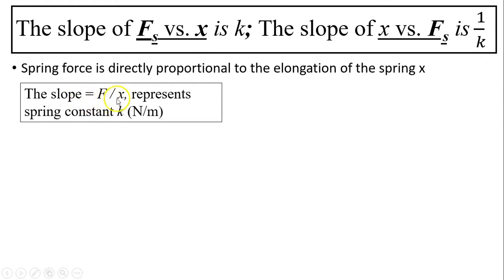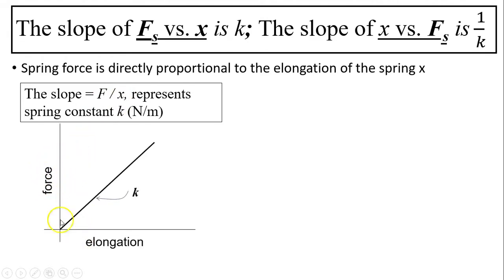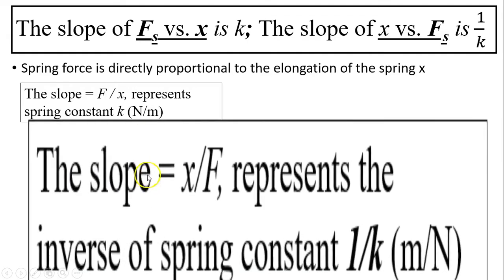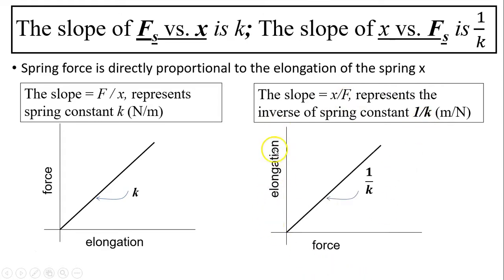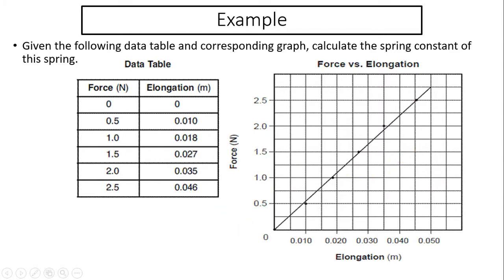So spring force is directly proportional to the elongation of the spring. Slope equals F over x. Remember F equals kx, so F over x equals k. So here is F versus elongation, slope is k in newtons over meter. If you have a graph of x versus F, then that slope, x divided by F, is 1 over k. So this is elongation versus force, and this slope is 1 over k, which is meter over Newton.